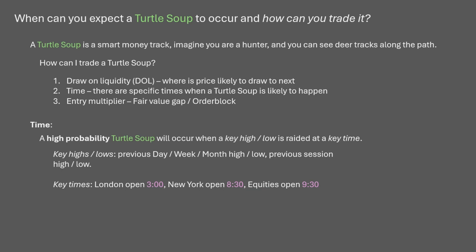Now you can also apply this to previous session highs and lows. For example, you can use the Asia high or low, the London high or low, New York high or low, or the PM high or low. Now you want to see a key high or low taken at a key time. Now I've got a couple key times here. There are many more, but these are the most simple ones and the easiest ones to spot.